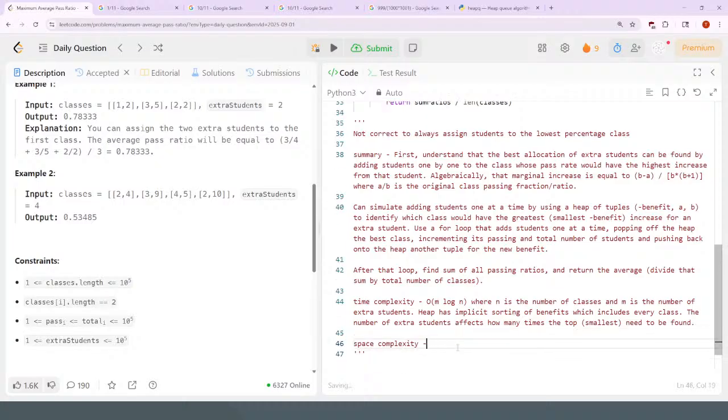Alright, space complexity, this is going to be O of n, as the heap can have size equal to the number of classes.